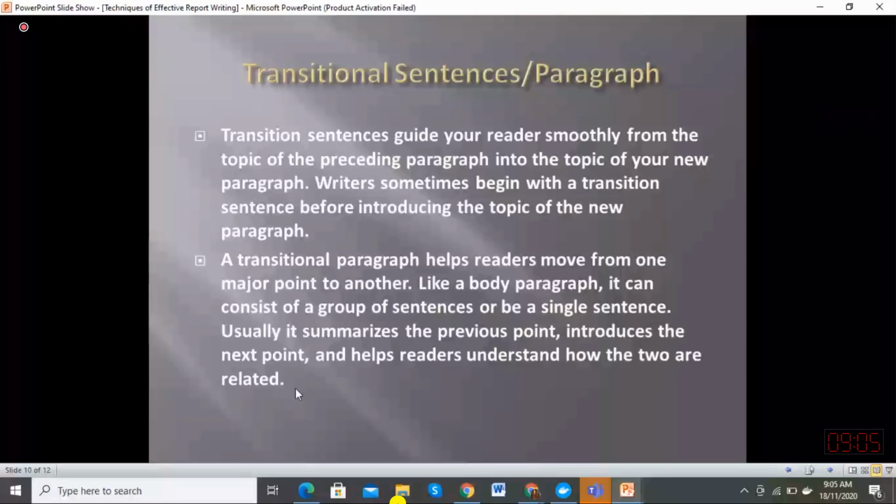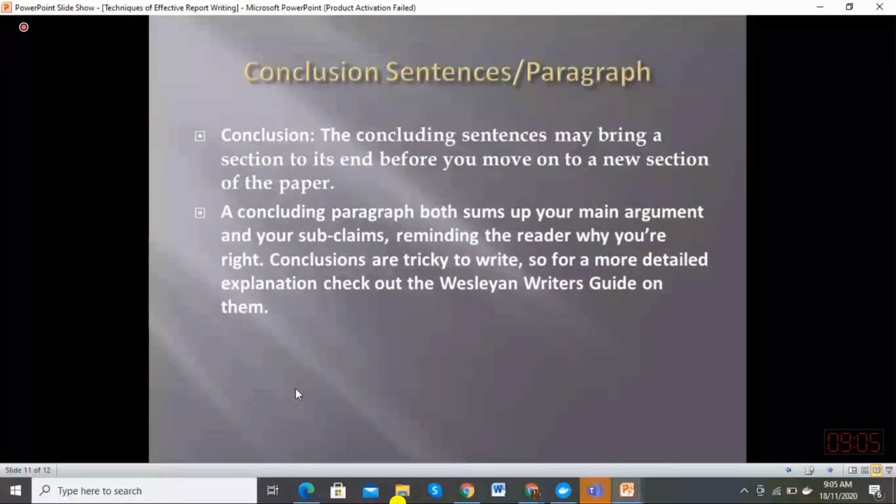Then concluding sentences and paragraphs. These sentences may bring a section to its end before you move to a new section of the paper. A concluding paragraph both sums up your main argument and your sub-claims, reminding the reader why you are right. Conclusions are tricky to write, so for a more detailed explanation, check this. So a concluding paragraph is designed to tell why you are writing this, why you have written this, and why you are right.